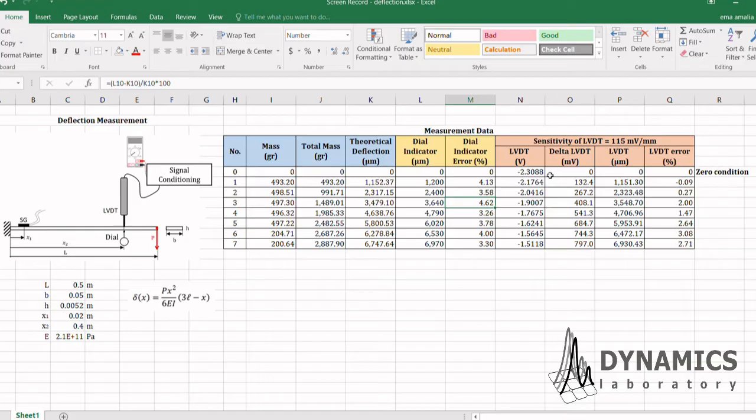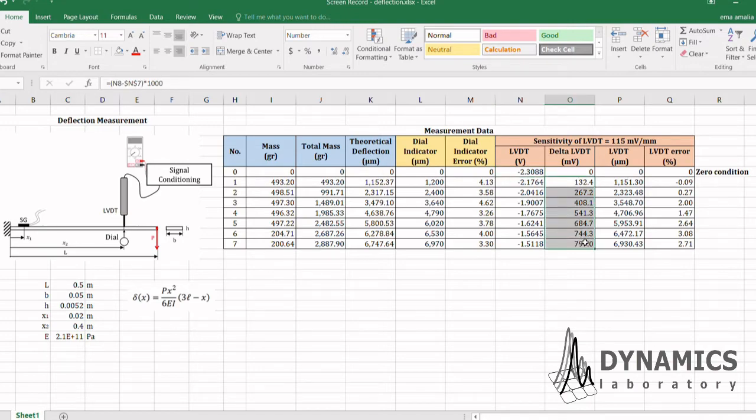We move to LVDT measurement result. On LVDT, we didn't do zero setting before we start the measurement. That's why we need to take the zero condition data and all the measurement data have to be subtracted by zero condition data.